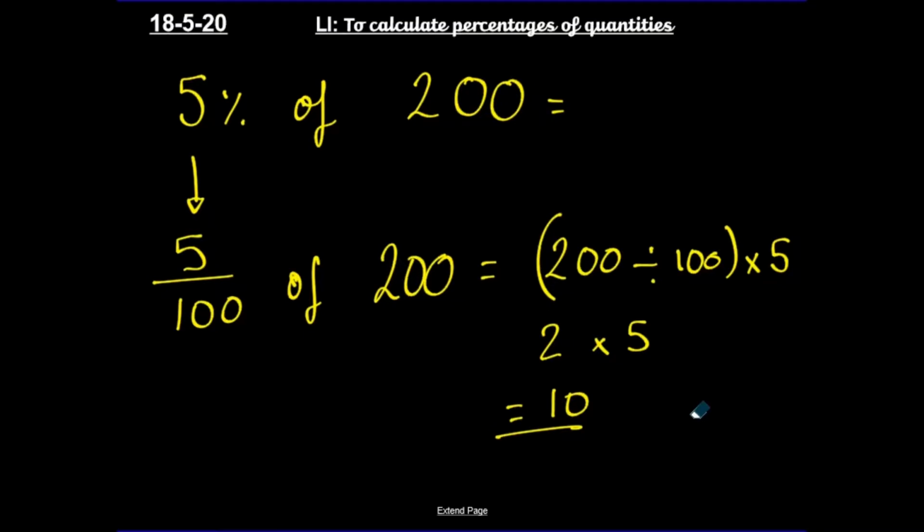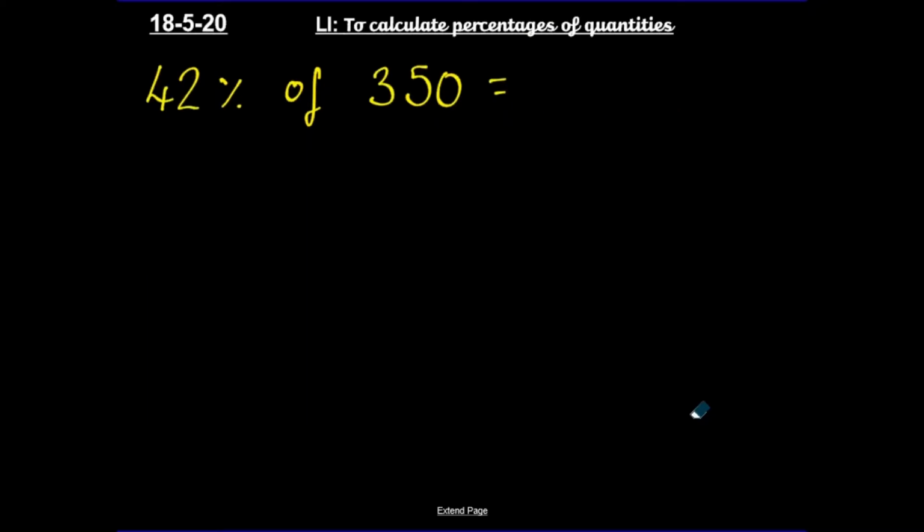So therefore, 5% of 200 is 10. Let's have a go at another one here.